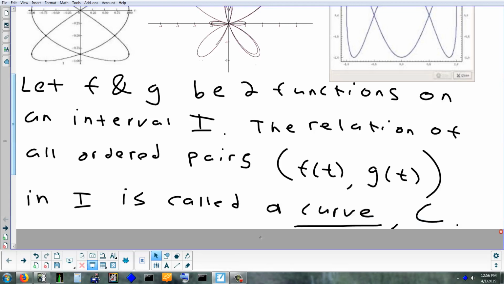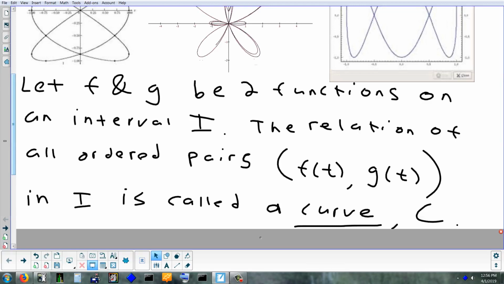And if you graph all the ordered pairs over that interval that you're allowed to use, the picture that you've created is called a curve. It's called a parametric curve. Now, technically, even if you drew a line segment that's straight, our book still calls it a parametric curve. So don't think of curve in the strict sense like, oh, my picture actually has to be bent. No, just anything that's drawn parametrically in our book is called a curve.